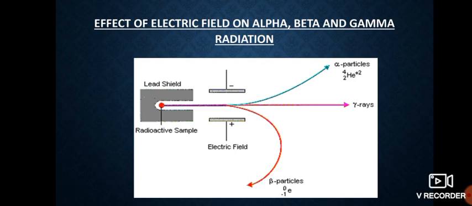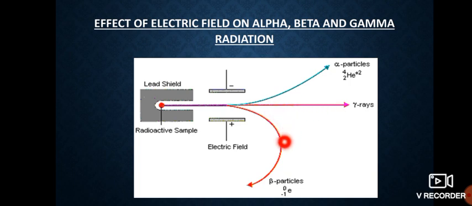Let's look at a few diagrams to explain all that we have discussed today. On your screen, I have an electric field with two metal plates. The positive plate here on your screen is the anode and the negative plate here is your cathode. I have a radioactive sample put in a lead shield or a lead block. Now gamma rays, when they pass through an electric field, will move straight, undeflected in their path, because they are not affected by the electric field, because they have a charge of 0.